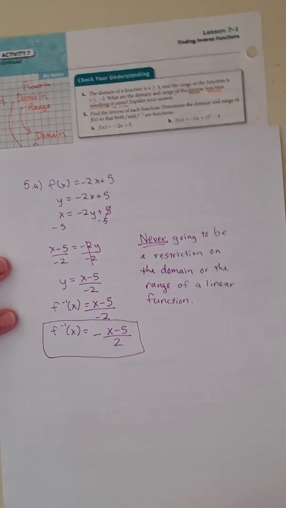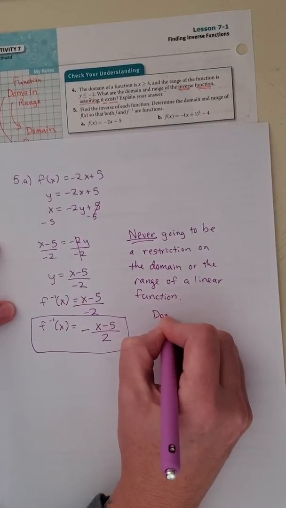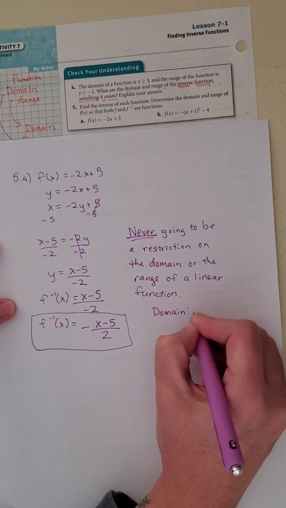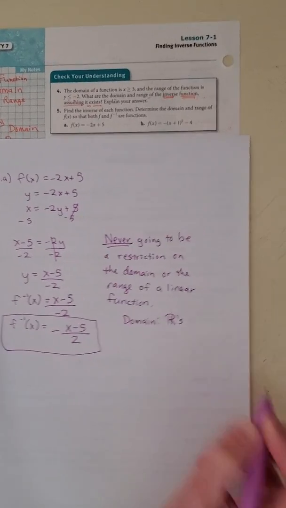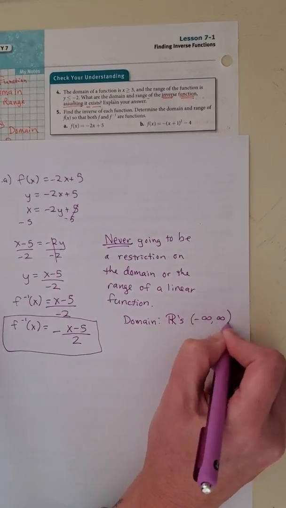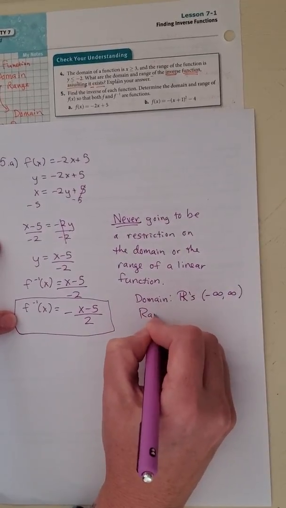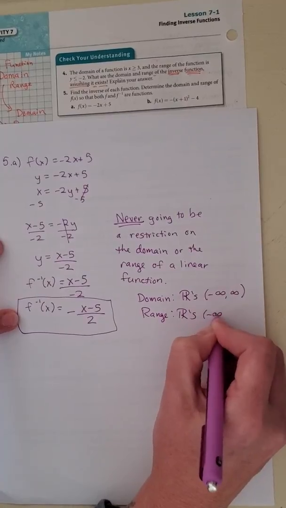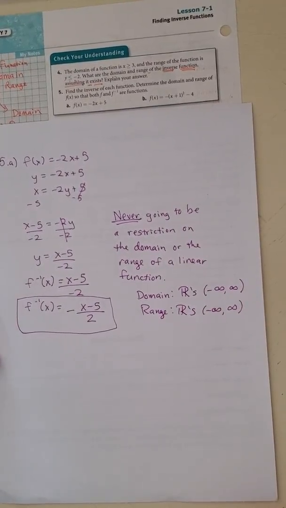Okay, there's never a restriction. So our domain and range for both: the domain of f of x is all real numbers. You can say all reals, or you can say from negative infinity to positive infinity, or you can use set notation. And the range, again, is all reals. You could say negative infinity to positive infinity, or if you wanted to, you could use set notation.